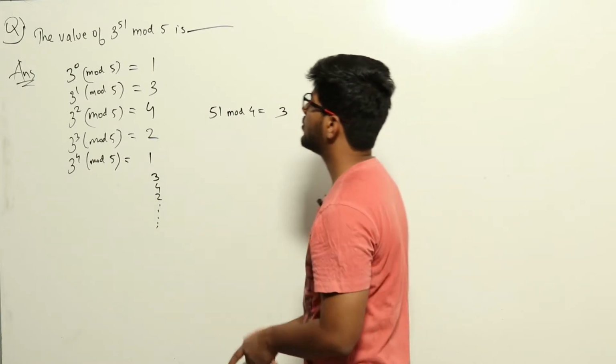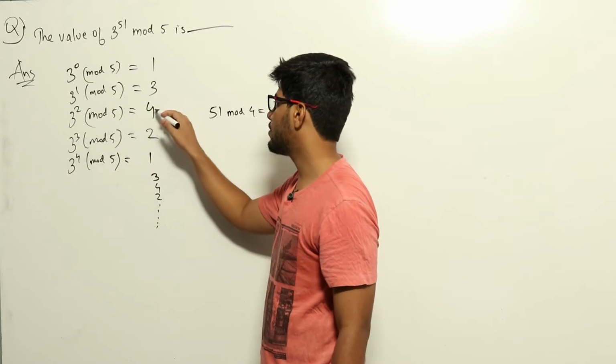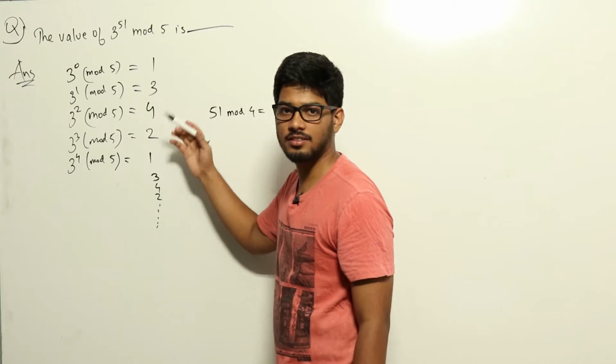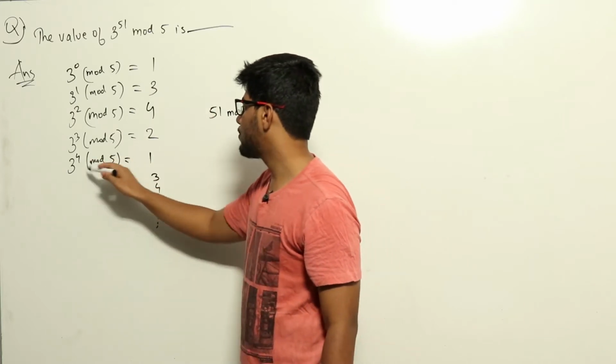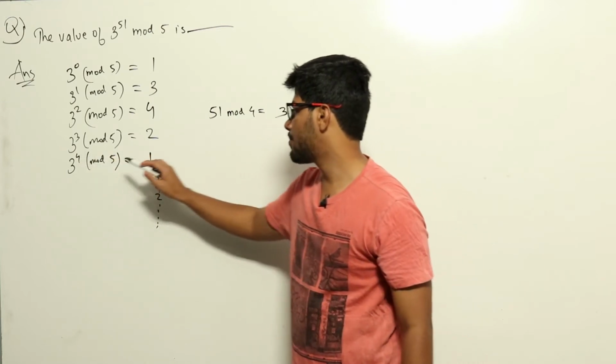So 3 power 0 mod 5 is 1, 3 power 1 mod 5 is 3, 3 power 2 mod 5 will be 4, 3 power 3 mod 5 will be 2. All these you can get easily from a calculator, and 3 power 4 mod 5 will be equal to 1. So if you see, once I reach 4, the pattern starts repeating.